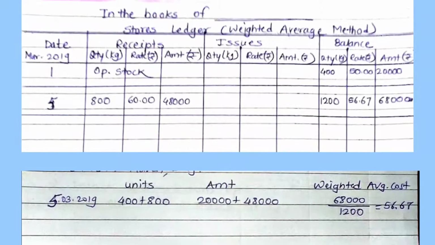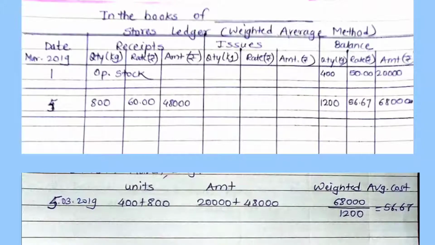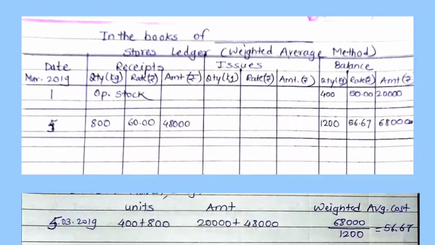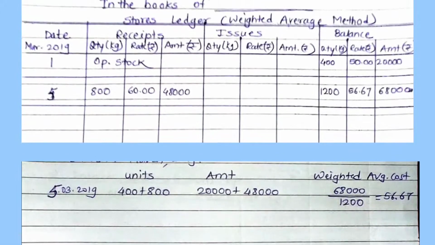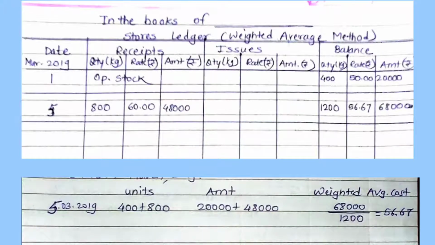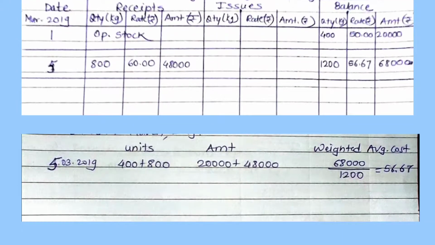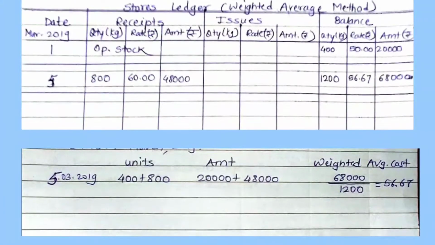So in short, we are going to divide this amount by this quantity. First of all, we made the total of these two amounts, 20,000 and 48,000. Then we made the total of the quantity, 1200, and we divided the amount by the quantity. So 68,000 divided by 1200 is 56.67. Now when there is the next issue, we are going to use this rate in the issue column. Do you understand this? Okay.